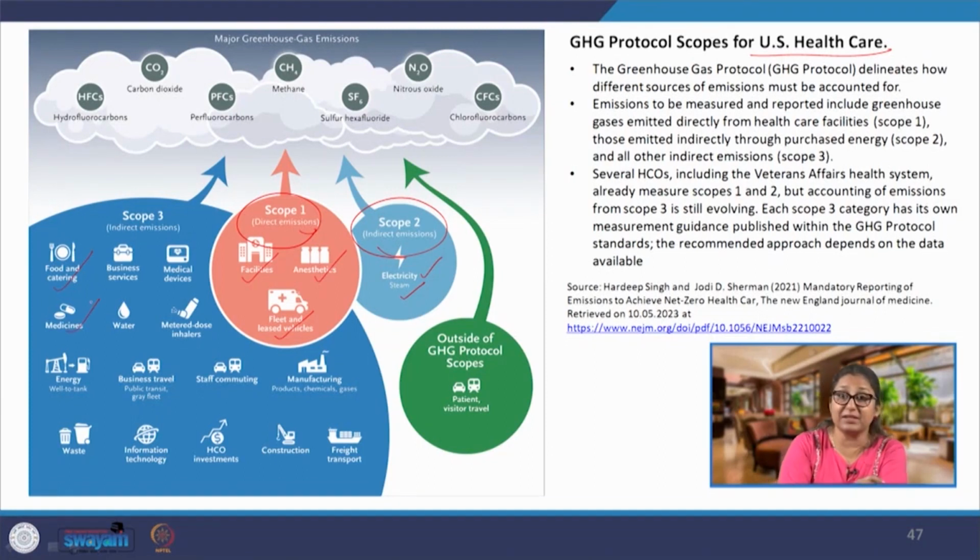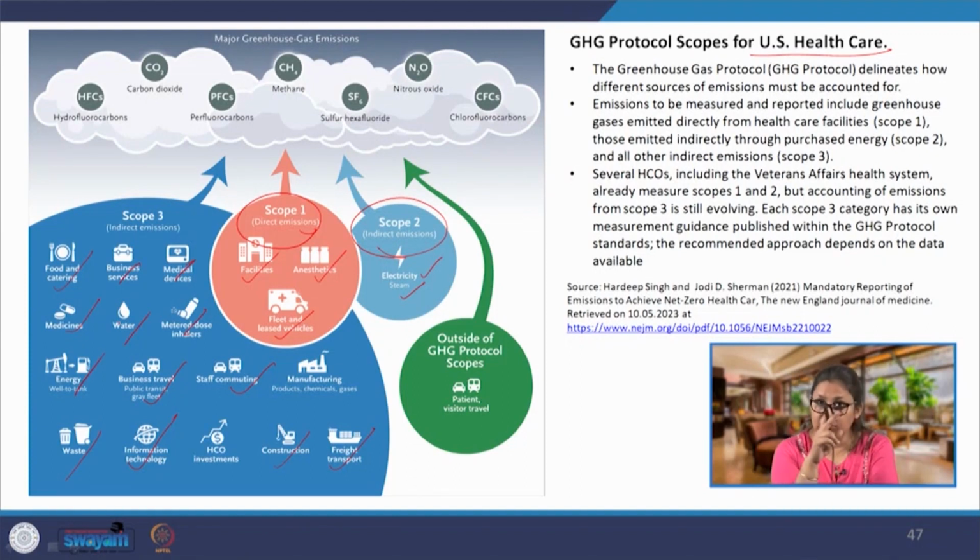If we look at the medicines which are being manufactured elsewhere and brought here, business travel, the staff commuting, the freight transport, the construction of the building that has happened already. So, there is embodied energy in it and that is causing the indirect emissions, or it is also the emissions during the construction which has already taken place. So, they have put all of these in scope 3, also IT, waste and a lot of these heads, they have put all of them in scope 3 of indirect emissions.